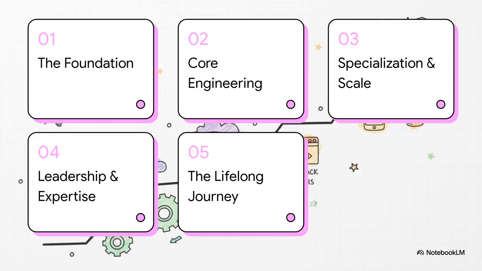Okay, so here's our game plan. We'll start with the absolute essentials in phase 1, the foundation. Then we'll level up to core engineering. After that, we get to the fun part, specialization and scale. Then it's on to leadership and expertise, and we'll wrap it all up with what is maybe the most important part, the lifelong journey. Let's kick things off with phase 1.